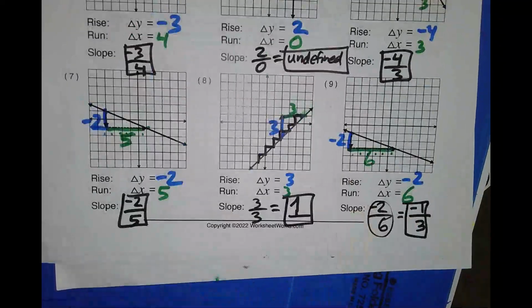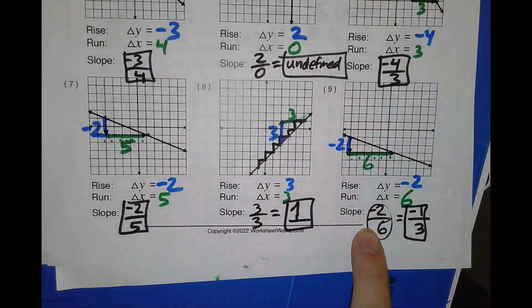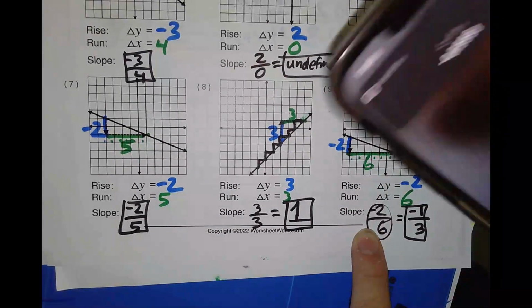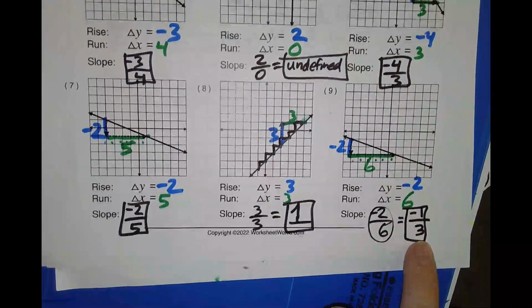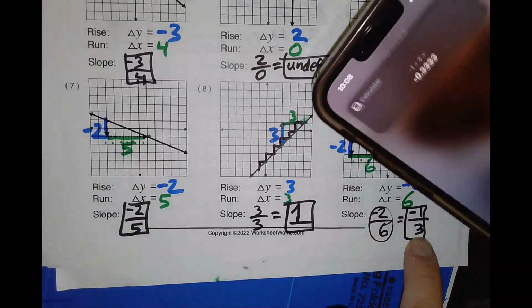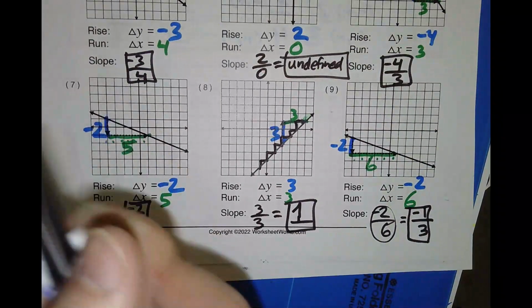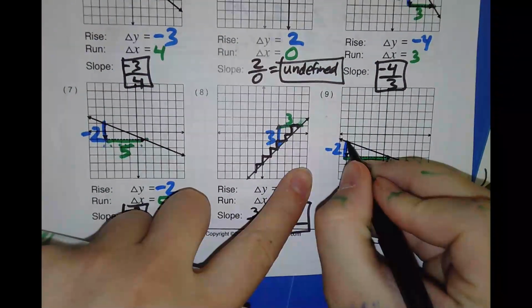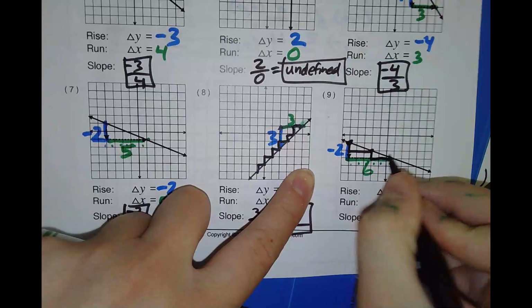So let's just confirm that we do have the same answer here. Negative 2 divided by 6 is approximately negative 0.3333. Negative 1 divided by 3 is also approximately negative 0.3333. So the same answer. That means we could have drawn a smaller slope triangle and still got the same slope.